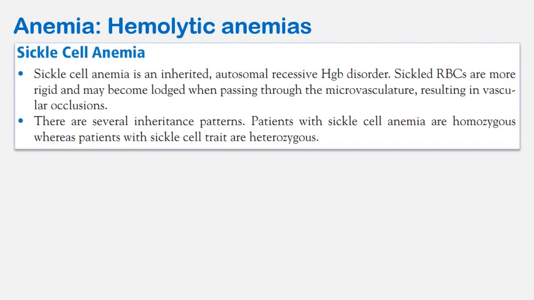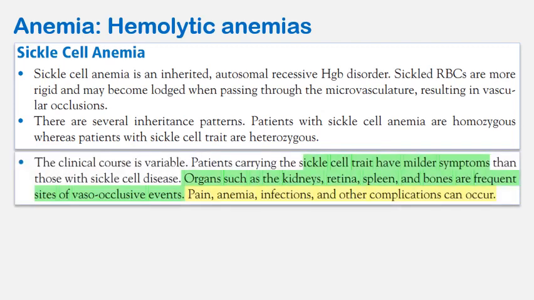The other type of anemia is hemolytic anemia. The first type is sickle cell anemia, with sickle cells or crescent cells. Sickle cell anemia is an inherited autosomal recessive hemoglobin disorder. The sickled RBCs are more rigid and become lodged when passing through the microvasculature.